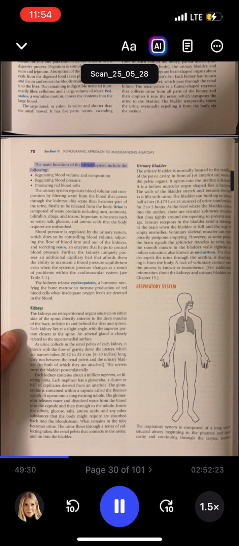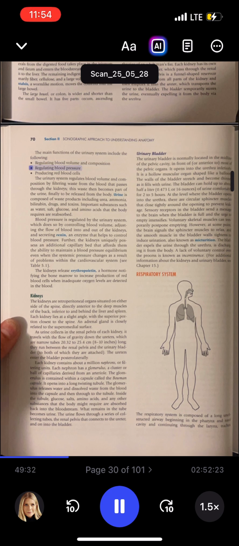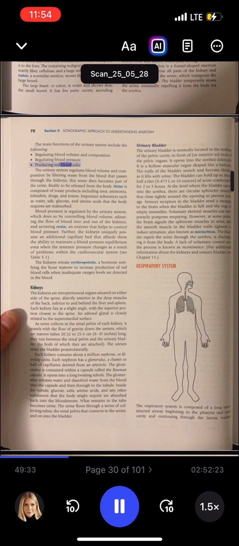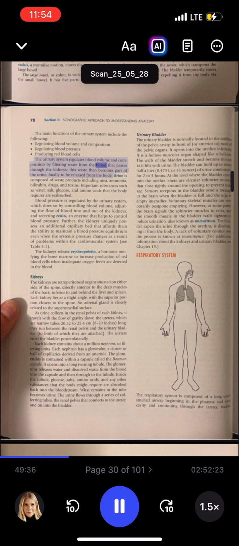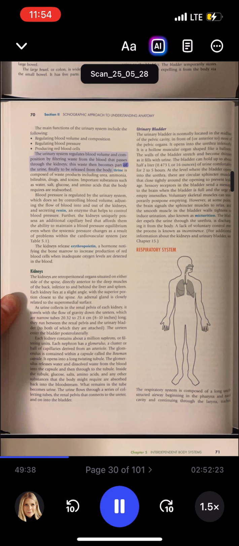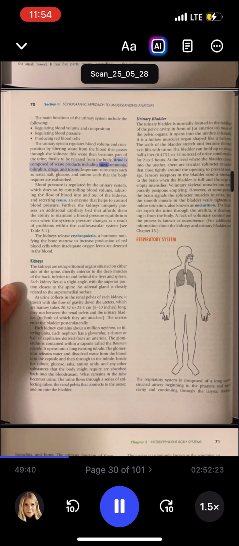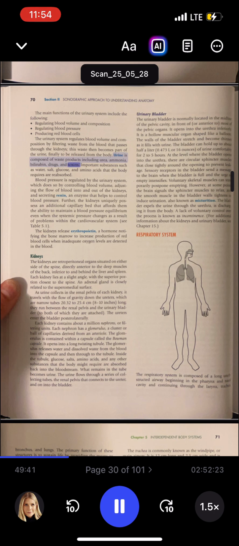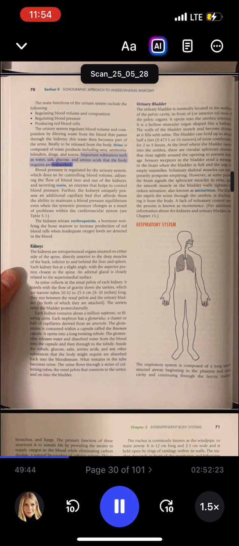The main functions of the urinary system include the following: regulating blood volume and composition, regulating blood pressure, producing red blood cells. The urinary system regulates blood volume and composition by filtering waste from the blood that passes through the kidneys. This waste then becomes part of the urine, finally to be released from the body. Urine is composed of waste products including urea, ammonia, bilirubin, drugs, and toxins. Important substances such as water, salt, glucose, and amino acids that the body requires are reabsorbed.